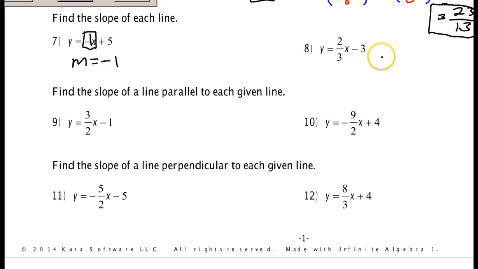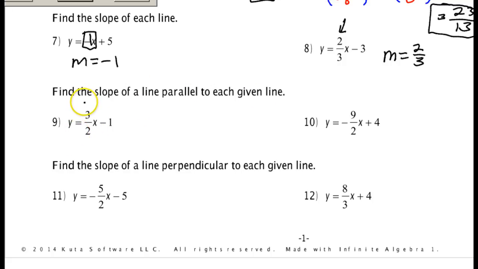Number 8. What's number 8? Very good. 2 or 3. So what's in slope-intercept form? It's just the number in the front. Okay. Good. Keep going. What is the line parallel to this one?